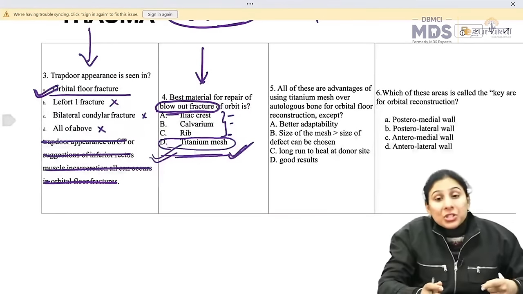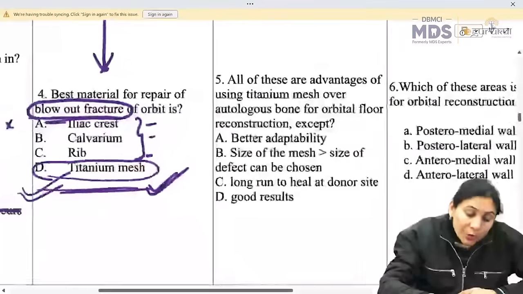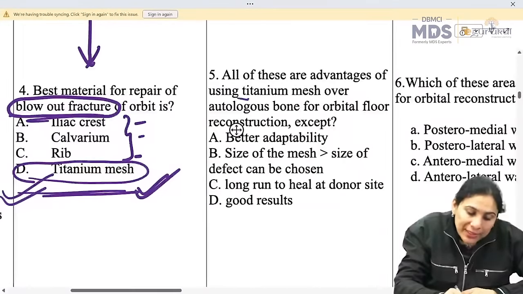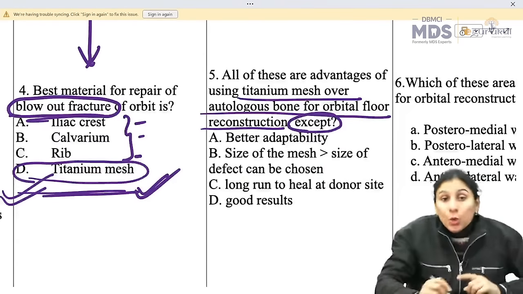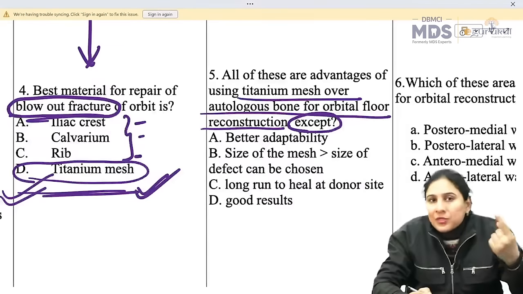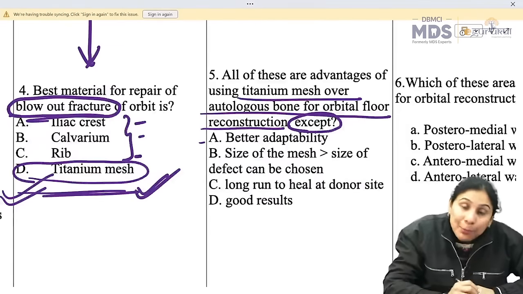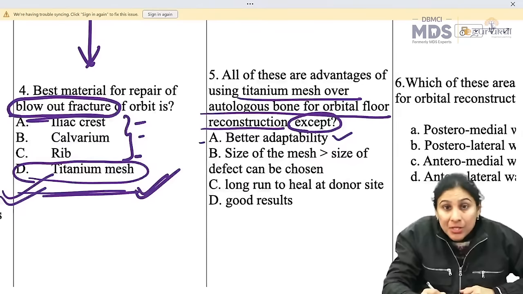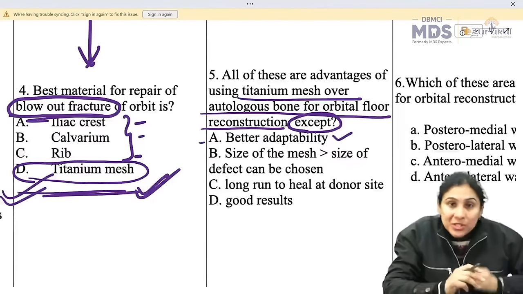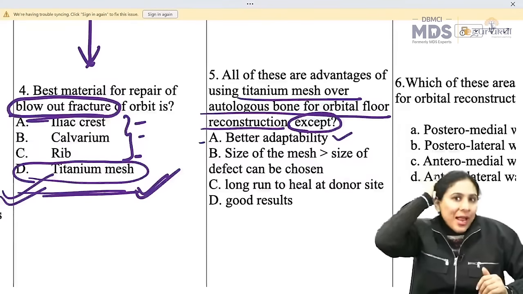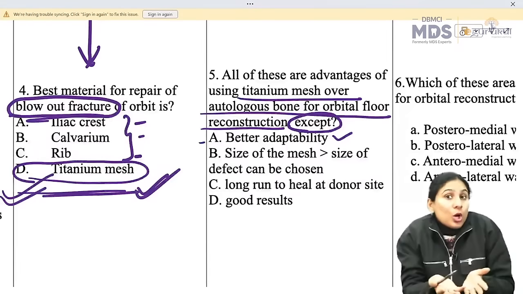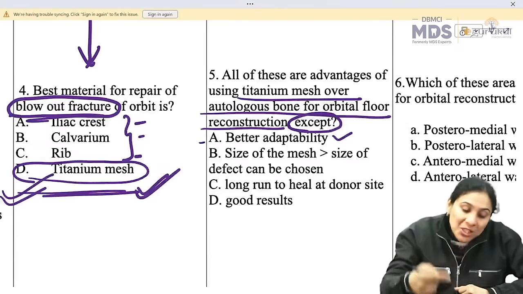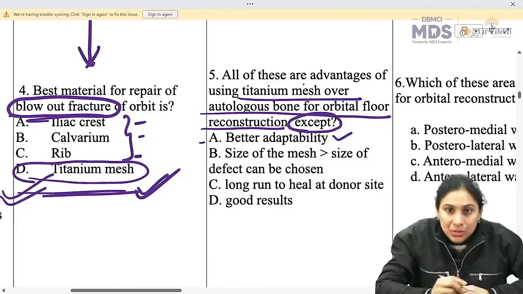Okay. Another question on the same line. All of these are advantages of using titanium mesh over the autologous bone for orbital floor reconstruction, except, that means, which of these is not an advantage of the titanium mesh? Better adaptability. Yes, that is an advantage. If you take calvarium bone, which is the next best thing, yes, it is flat and it can form the floor of the orbit. But to adapt that calvarium bone into your desired shape is very difficult. It is much easier to do it with a titanium mesh.